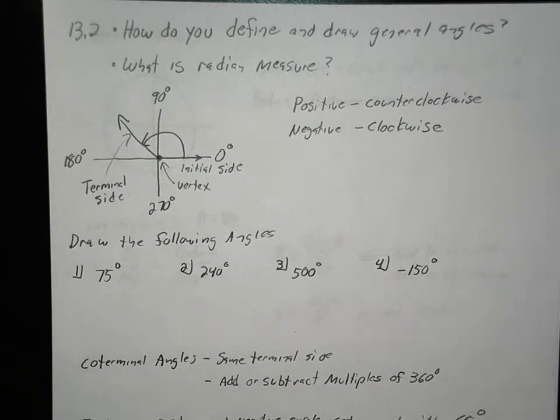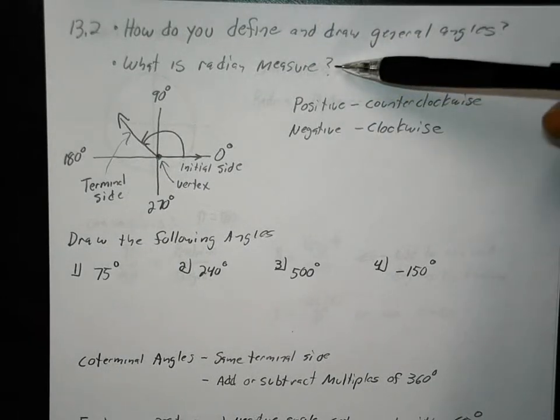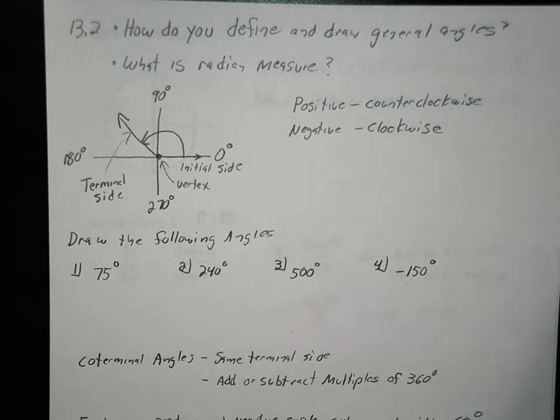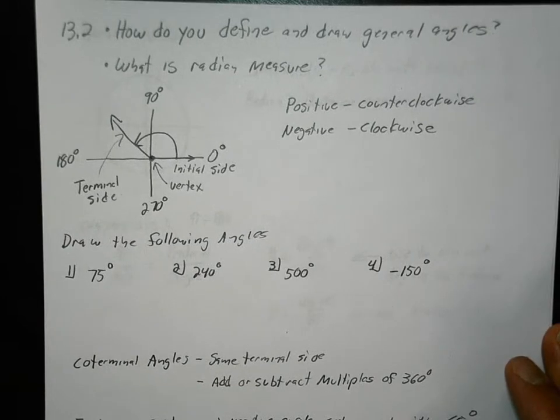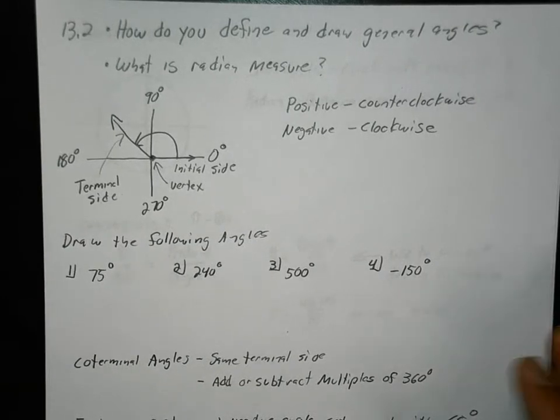Okay, we are moving on to section 13.2. There's a lot of information in section 13.2. A couple of things we'll cover here is how do you define and draw general angles, and we'll learn what is a radian measure. Okay, and we may get into some arc lengths and areas of sectors if we have time. Okay, so let's start with drawing angles.